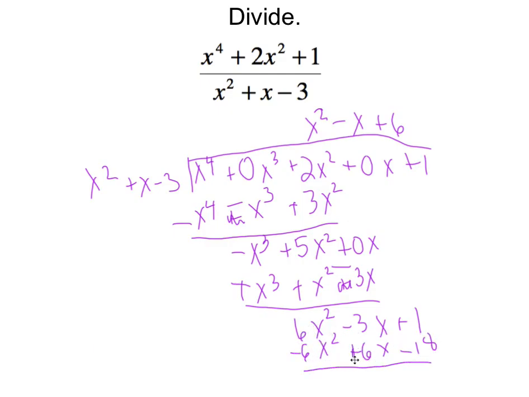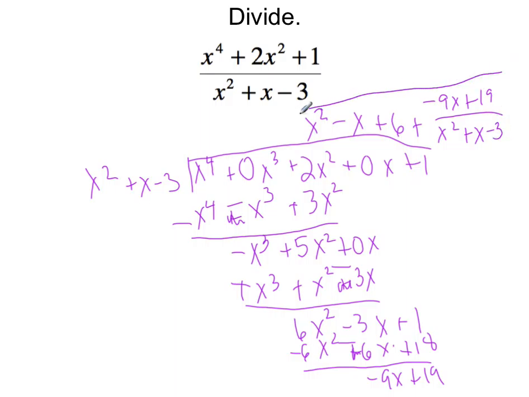That gives me minus 9x plus 19 as a remainder. So I'm going to write that up here. Plus minus 9x plus 19 all over x squared plus x minus 3. And there is the answer.